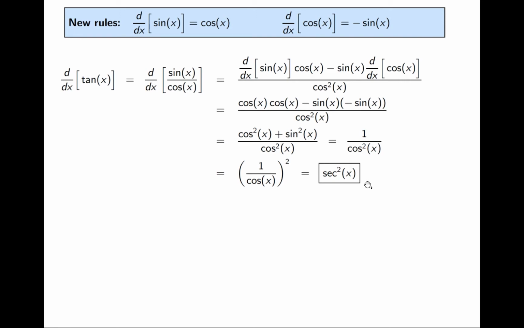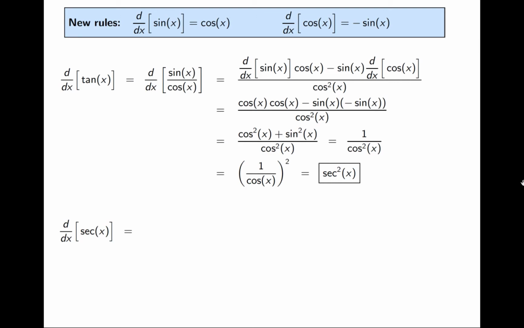So this is our latest rule. It's our third new rule today. The derivative of tangent of x is secant squared x. Commit that to memory. If you ever do forget it, you can actually work it out as you did here pretty quickly, but it's probably best to commit it to memory, and you'll get to the point where you use this enough that it'll be natural that you remember it.